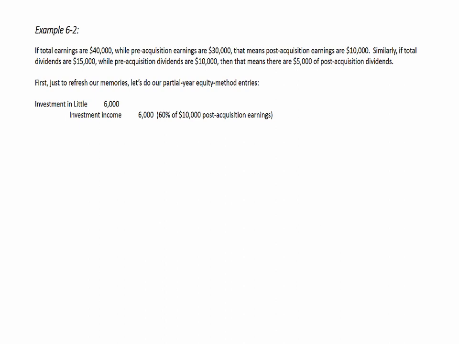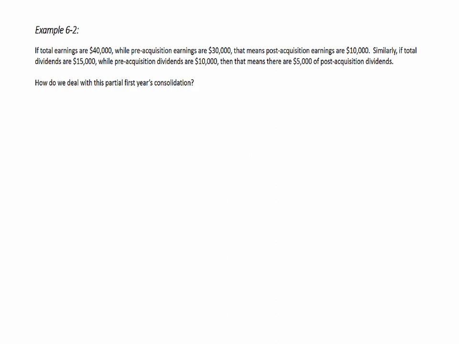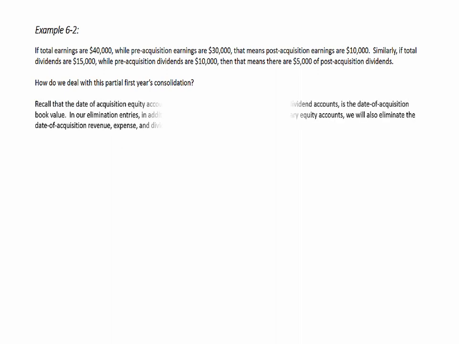Again, there was $10,000 of post-acquisition earnings. Big owns 60% of Little, so they own 60% or $6,000 of those post-acquisition earnings. And similarly for the dividends, there's $5,000 of post-acquisition dividends. Big will receive 60% of that, or $3,000. Now, let's go on to the consolidation process then. How do we deal with this partial first year's consolidation?